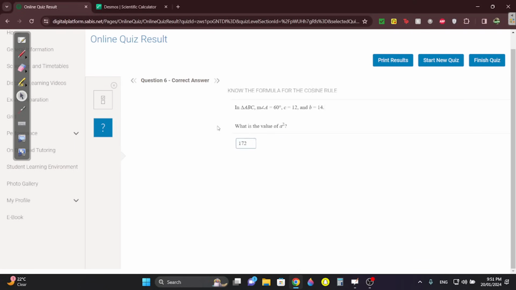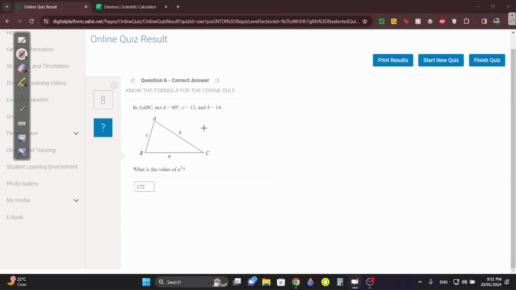Question 6. Again, okay, this time they're saying a squared, so you know they're asking for the cosine rule. I'm not going to re-explain the cosine and sine rule because they were in last week's recording. If you want, go back and watch it. I think I explained them really well, and I went into detail. That's why I'm rushing over them, because they are repeated from last week.